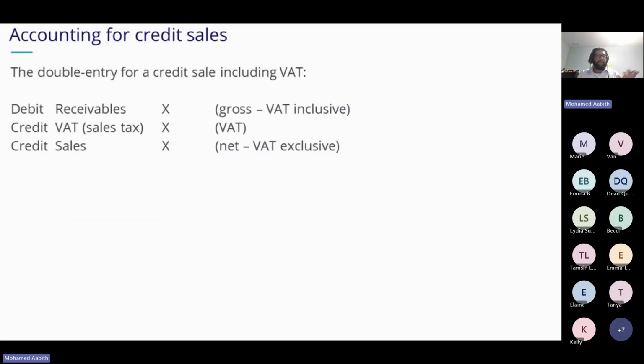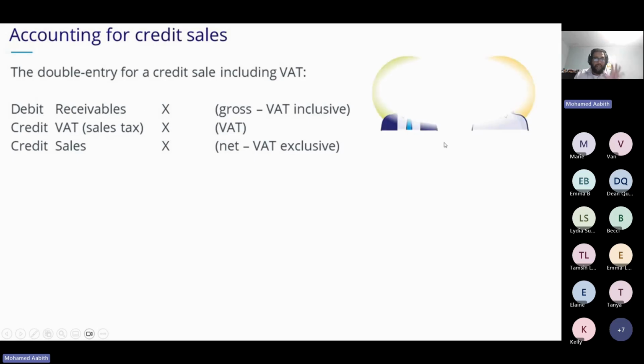So here we have accounting for credit sales. On the credit sales, what we're going to do, we're going to debit our receivables account, credit VAT, credit sales. Can anyone tell me where these transactions were originally recorded? If I remember it right, they were in one of our books of prime entry. What do we call that? Sales daybook. So this sales daybook has a gross column, VAT column, and a net column. So these two go into the credit side, and this one will be on the debit side.